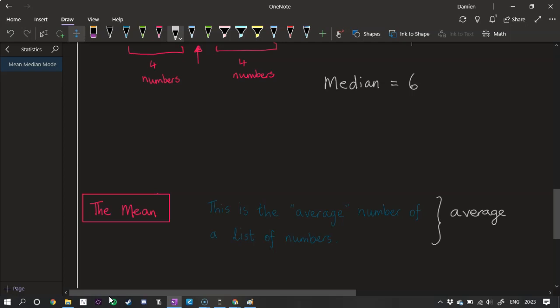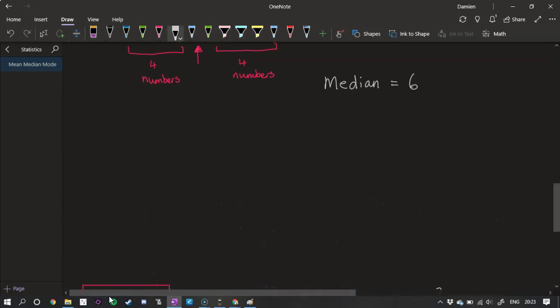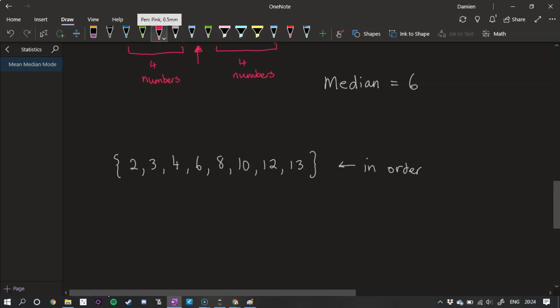Let's take one more example of the median where it doesn't work out as simple as that. So let's take the next example. Let's say we've got 2, 3, 4, 6, 8, 10, 12, and 13. And just for argument's sake, I've already put this in order for you. All right, so it's in order. That's good. Now we've got to find the middle number.